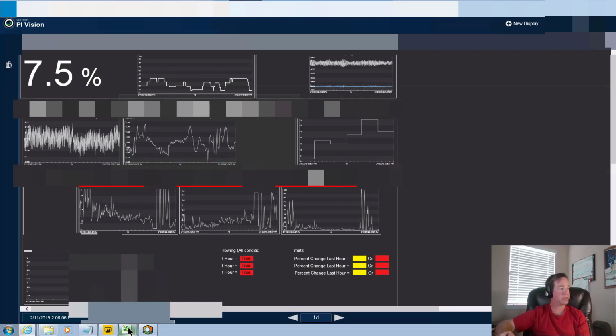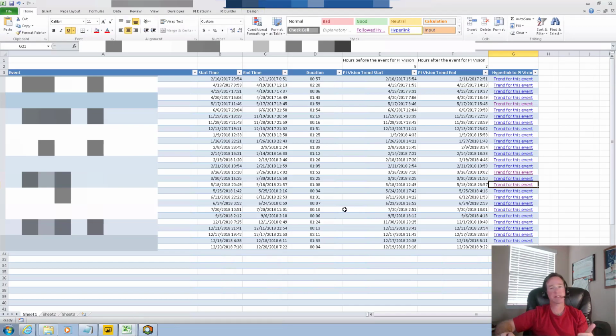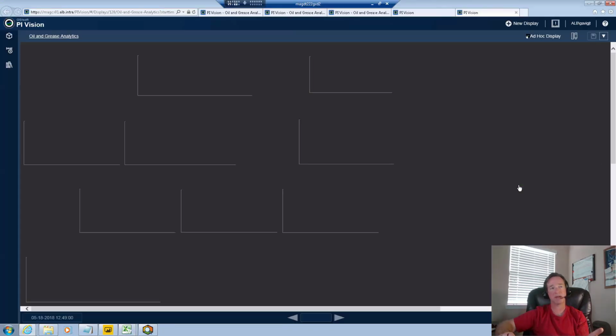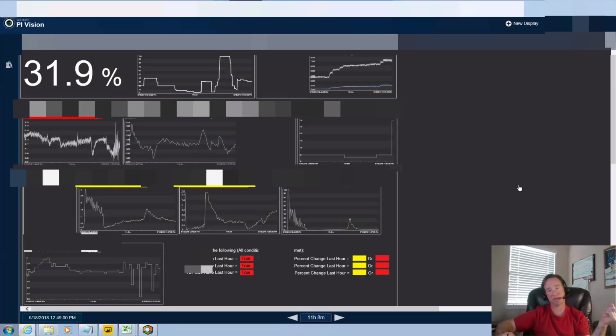So then what I could do is I could actually look at an Excel report, because I could backfill those events and say, tell me every time that's happened since January 1st of 2017, which is when they put one of these instruments in play. Now all of a sudden I have a whole list of events. I have when they started, when they ended, how long they lasted, and then it's just simply a matter of clicking trend for this event, and I get that exact same screen I just had with that event on it.